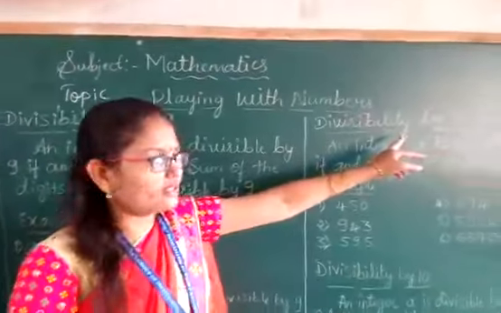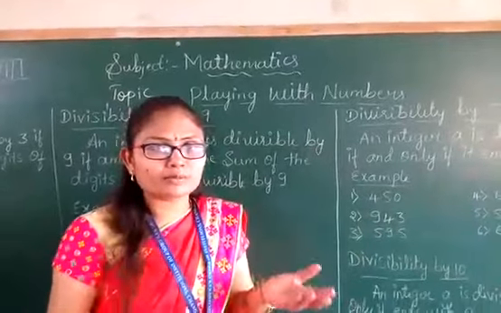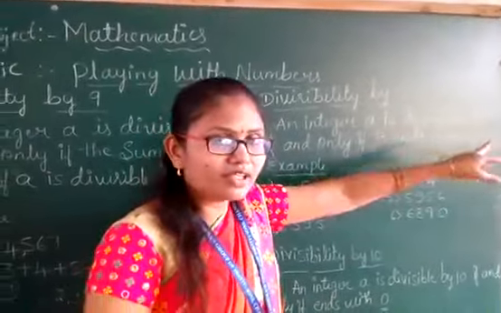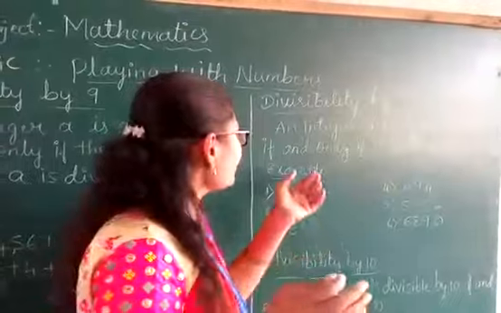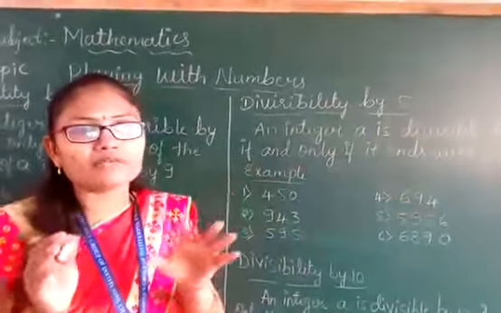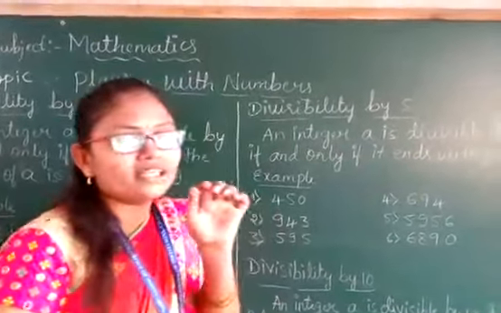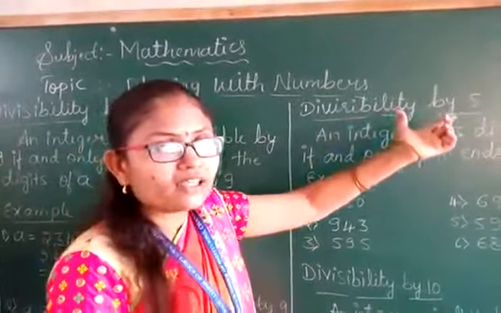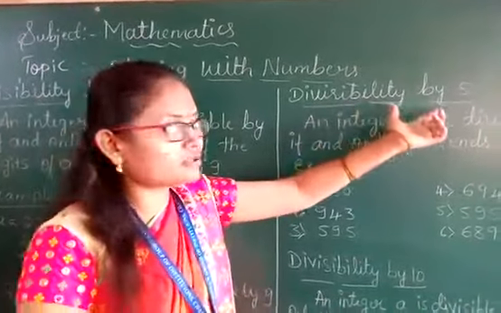Next we will go through divisibility by 5. Easily we can find whether the given number is divisible by 5 or not, because an integer a is divisible by 5 if and only if it ends with 0 or 5 in the ones place. If 0 or 5 occurs, we can easily say that the given number is divisible by 5.